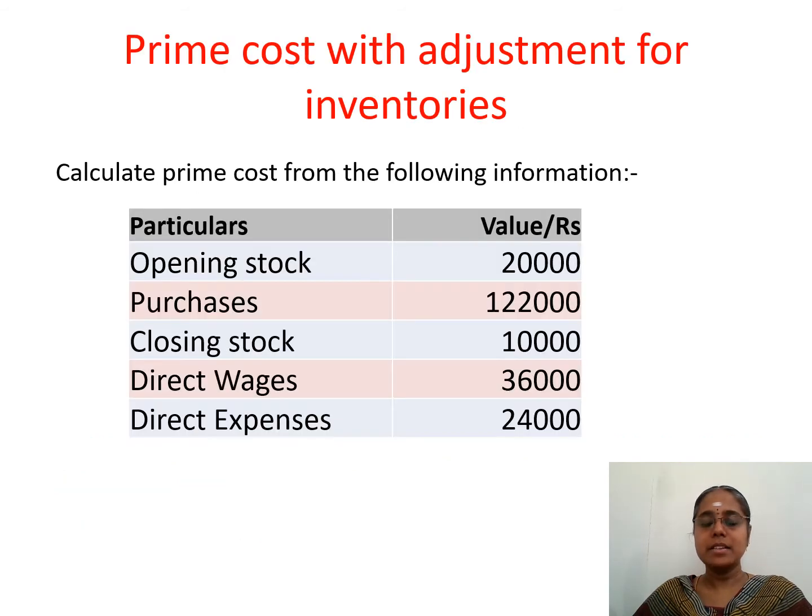Now we'll see another problem for calculating prime cost with some adjustments for inventories. If, for a particular product, you purchase a raw material and you do not completely replenish it, the mixing is always present, and it takes some months for a particular lot of raw material to get completed. In between, you start buying the same variety of cotton for producing the same count of yarn.